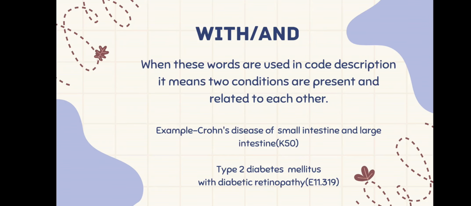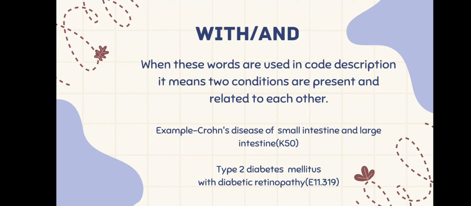Next is use of the words and/with in a code. When two conditions are linked by the word with in the alphabetic index or tabular list, the coder should assume they are related unless the provider clearly documents that they are not related. Example is Crohn's disease. Look at category K50. Crohn's disease can affect the small intestine, large intestine, or both. If the patient has Crohn's disease of both the small intestine and large intestine, instead of assigning separate codes for two parts, you select the combination code from category K50.